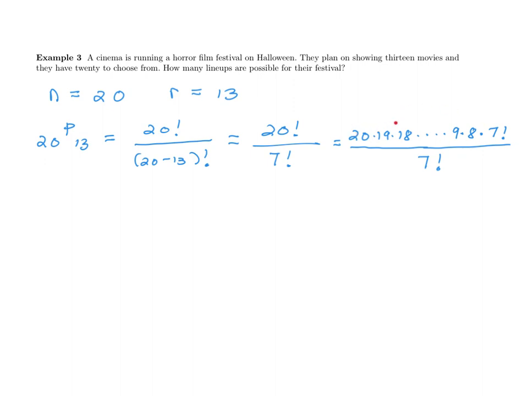So 20 times 19 times 18 until we get to 9 and 8. And this is the thing we're looking to cancel. 7 factorial cancels with 7 factorial. Those are both 1. What is left over, 20 permute 13, is 20 times 19 times ... until you get to 9 and then 8.